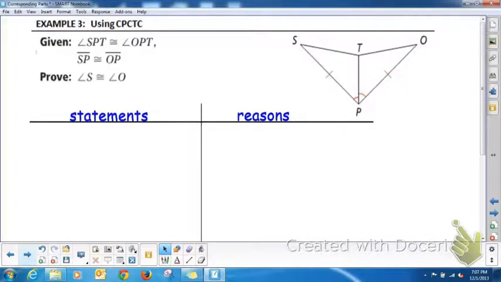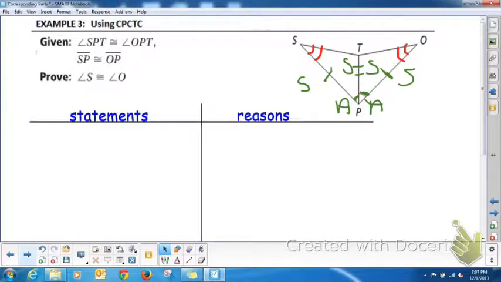Let's try another. Here we're given that angle SPT, that's this angle, is congruent to angle OPT. We're also given that segment SP is congruent to segment OP. And we know that they share this side, TP. And therefore, can we prove that these two triangles are congruent? We have side, angle, side. So we can prove the two triangles are congruent. And if the two triangles are congruent, then we can prove their corresponding parts are congruent. So angle S would be congruent to angle O.